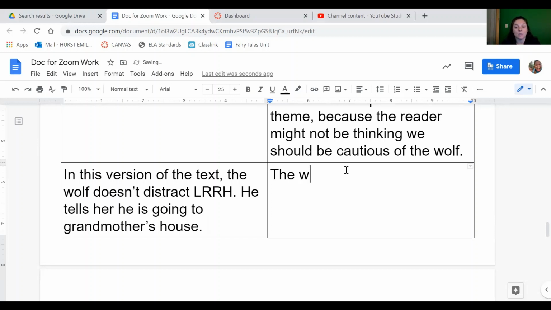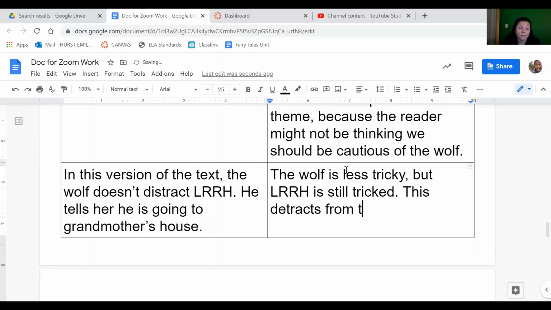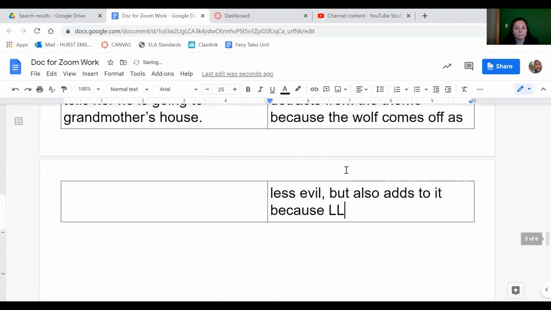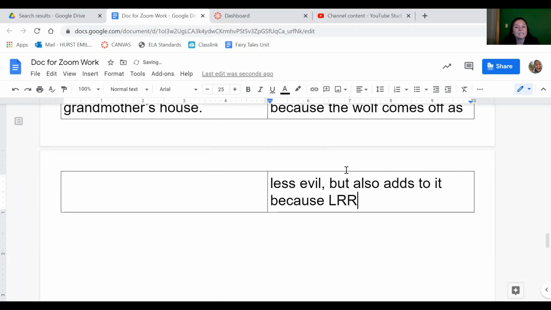So I think the wolf is less tricky, but Little Red Riding Hood is still tricked. So I think this detracts from the theme or takes away from the theme because the wolf comes off as less evil. But I also think it adds to it because Little Red Riding Hood is still oblivious. I mean, still completely oblivious to what's happening.